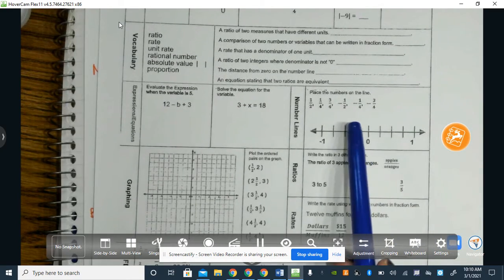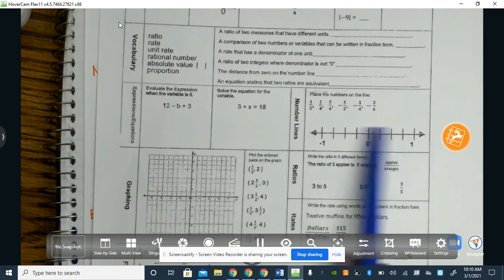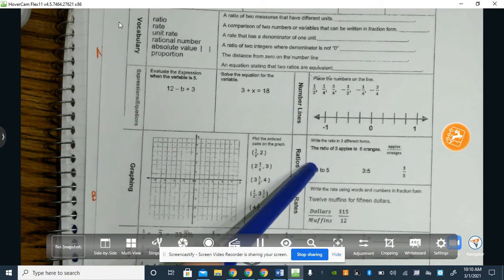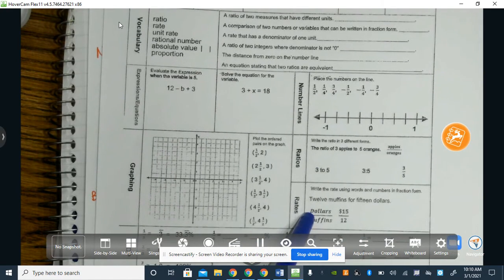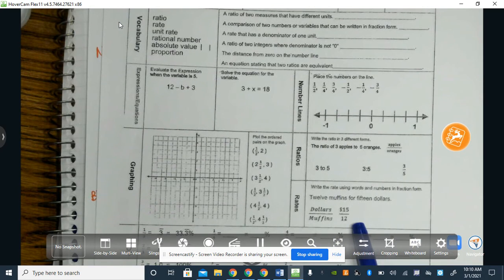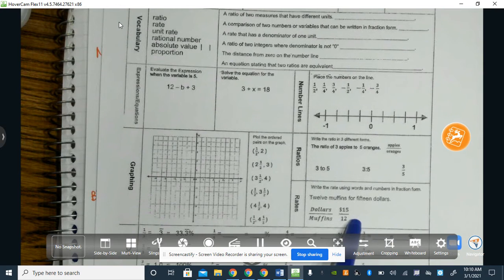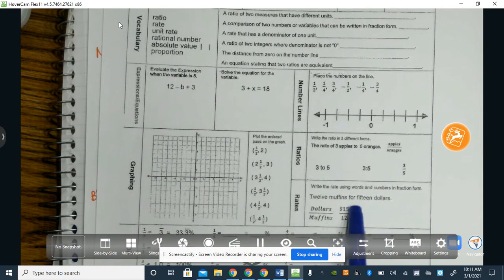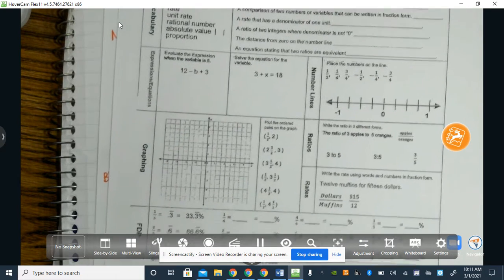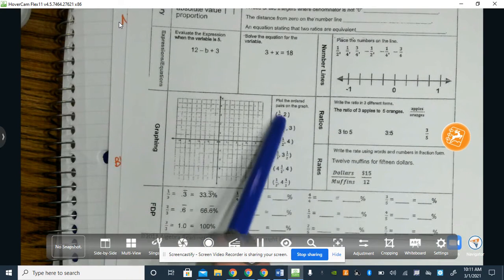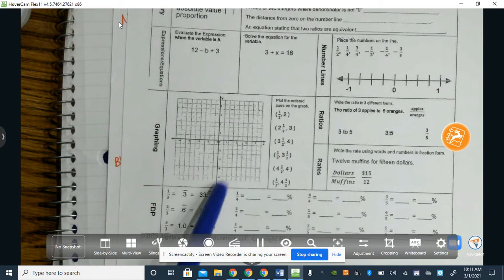Number line, you have to place these numbers on a number line. I believe we've done that section before. And the ratios and rates, this is just, again, showing you an example, right? A ratio 3 different ways to show 3 apples to 5 oranges. And here is rates, 12 muffins for $15. 15 is going to go on top, and the amount of muffins are on the bottom. Here we do not have a function table, but you are graphing, you're plotting these points.